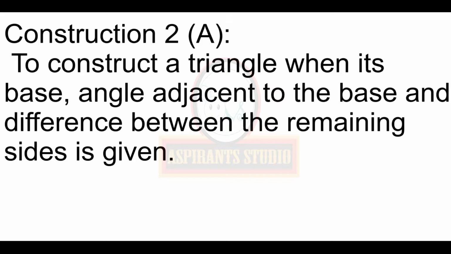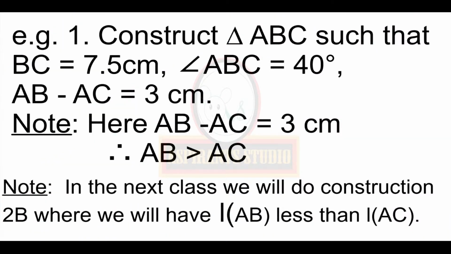Construct triangle ABC such that BC is equal to 7.5 cm, measure of angle ABC is equal to 40 degrees, AB minus AC is equal to 3 cm. That means the difference between AB and AC is 3 cm.